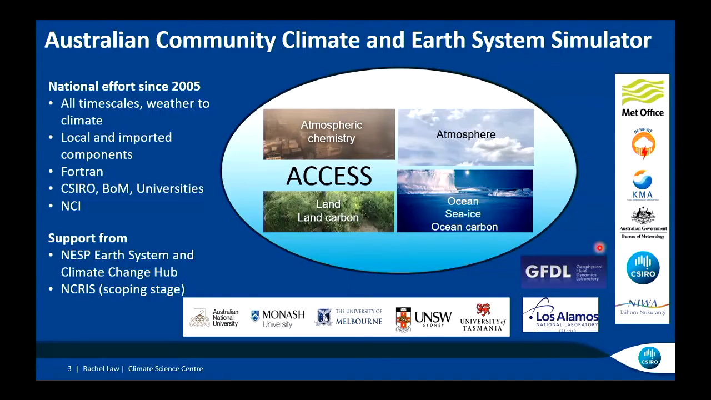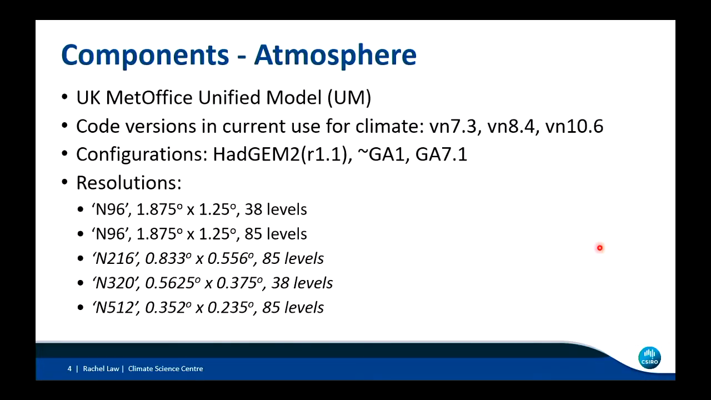So I'm going to go through each of the components. In broad terms, atmosphere, ocean and sea ice and ocean carbon, atmospheric chemistry, and land and land carbon. And then we'll see how they all kind of fit together. So our atmospheric component, as I mentioned, is the UK Met Office Unified Model.